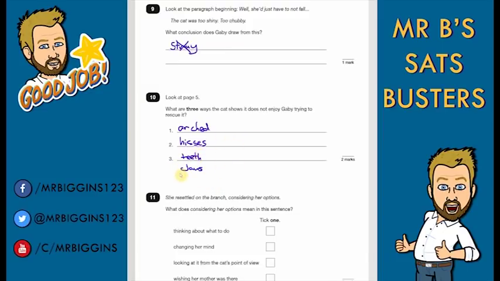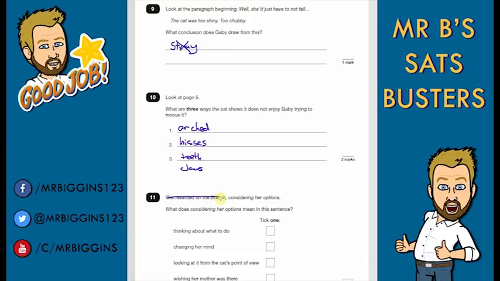So it arches back, it hissed at her, it showed its teeth, and it put its claws into her when it jumped onto her. So those are 4 different ways. You only need 3 for the 2 marks. Okay, on that, if you had all 3, you get 2 marks. If you had 2 right, you would get 1 mark. Okay. Question 11. She resettled on the branch considering her options.